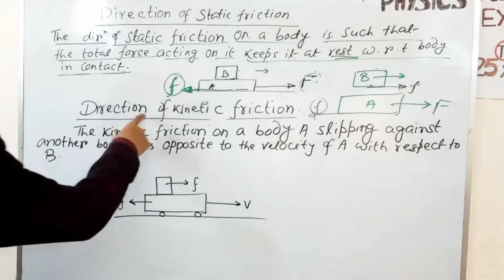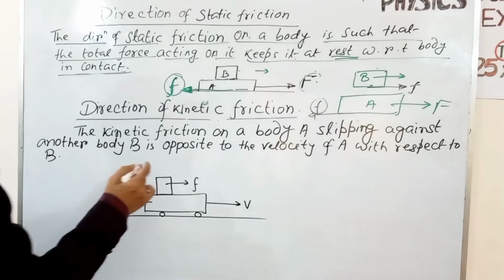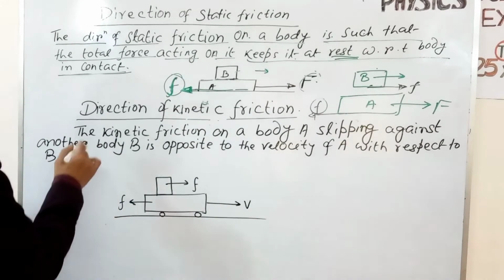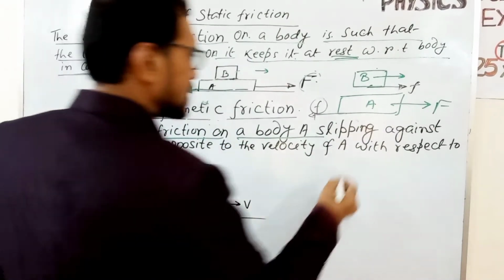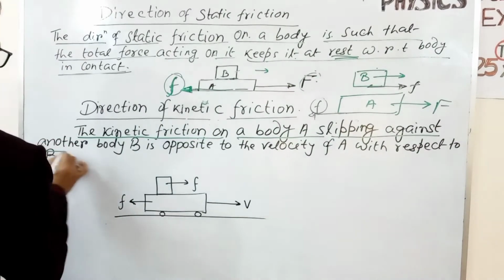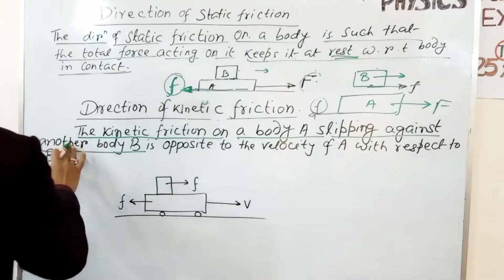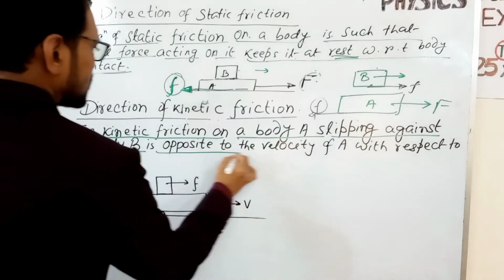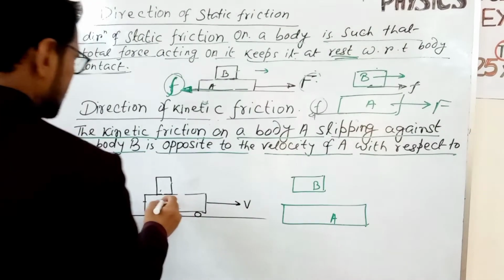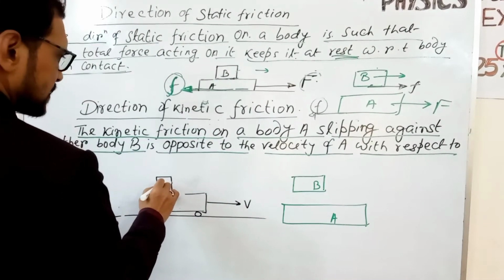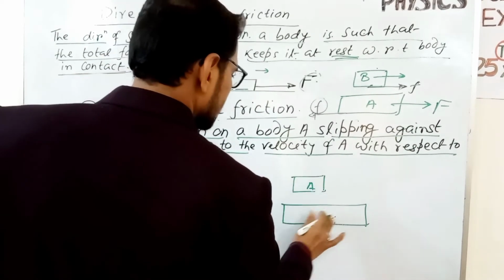Now what is the direction of kinetic friction? The law is that the kinetic friction on a body A slipping against another body B is opposite to the velocity of A with respect to B. Suppose this block is A and this block is B.